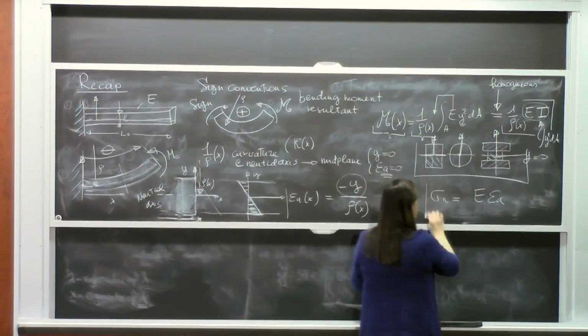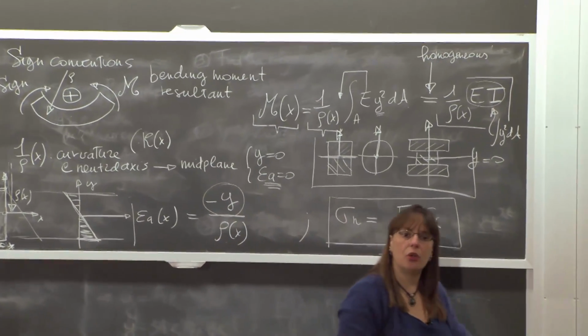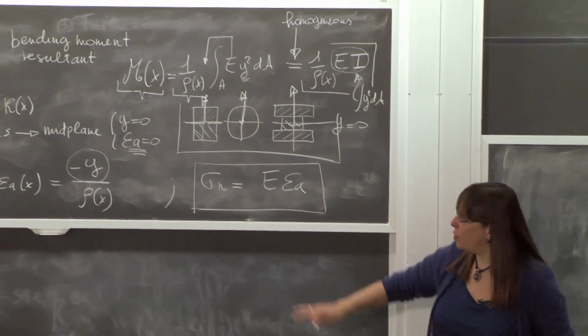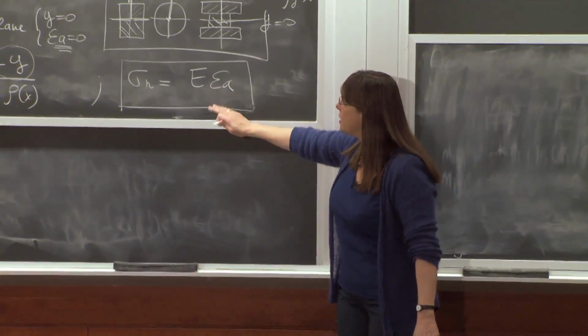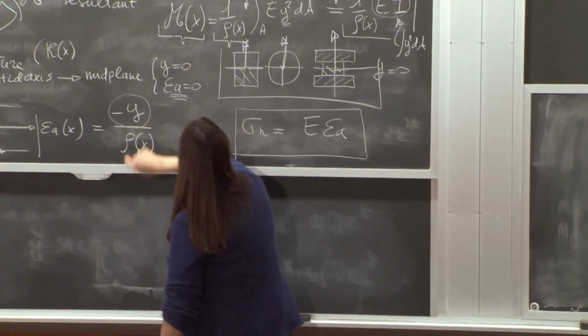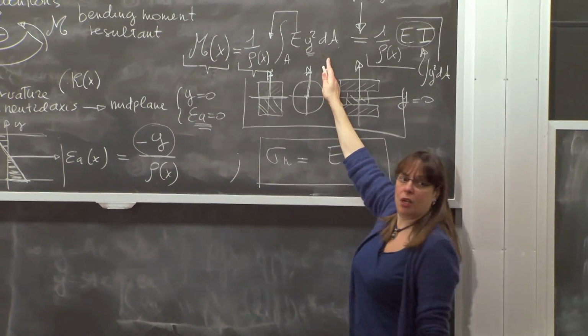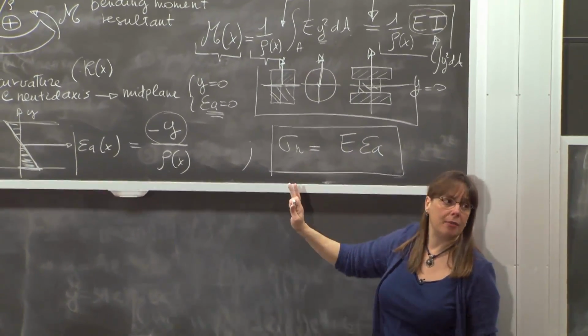And then we said, guess what? If I know the strain, I know the stress. It's just our good old relationship through the Young's modulus. And so through this, I can find the stress. And actually, this relationship plus this relationship is the one that allowed us to derive this relationship here from equilibrium. OK? So that's where we were last time.